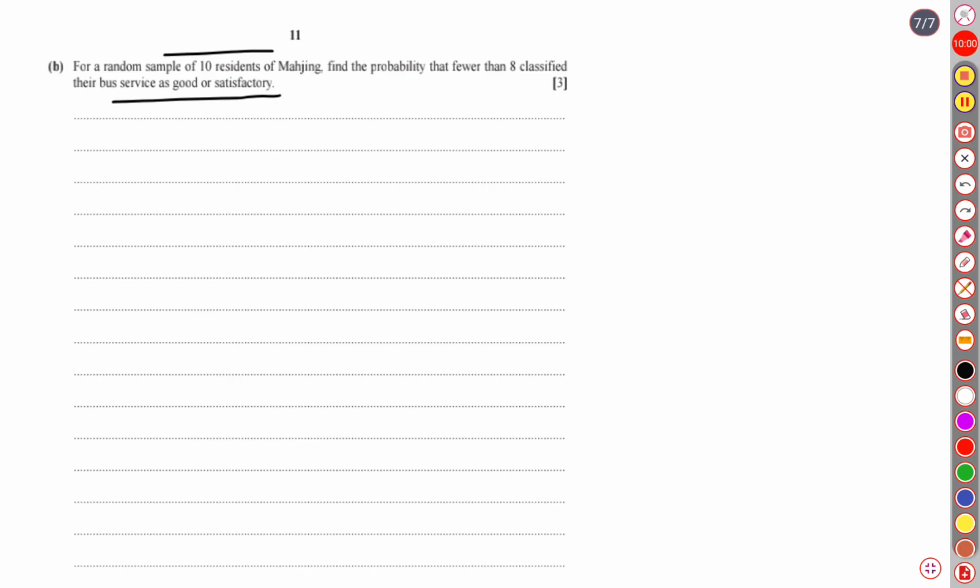But there is no such word approximation in this question. That's why it's a simple binomial distribution. So let's write the binomial distribution. In the binomial distribution, our number of total trials is 10, and the probability is good or satisfactory, so we should add up good and satisfactory. If we add up good and satisfactory, it is going to be 0.85. 0.85 means 60 and 25.